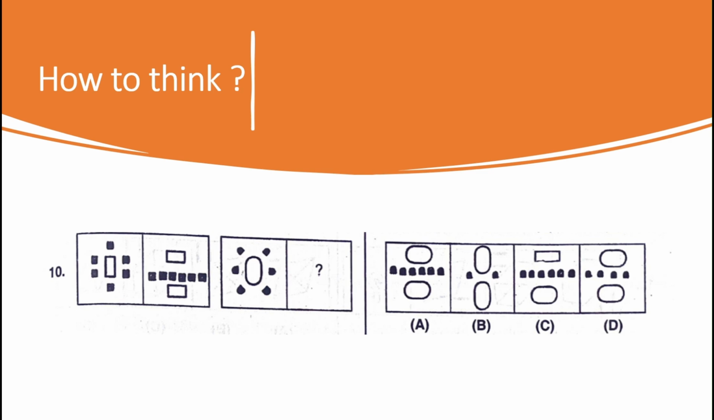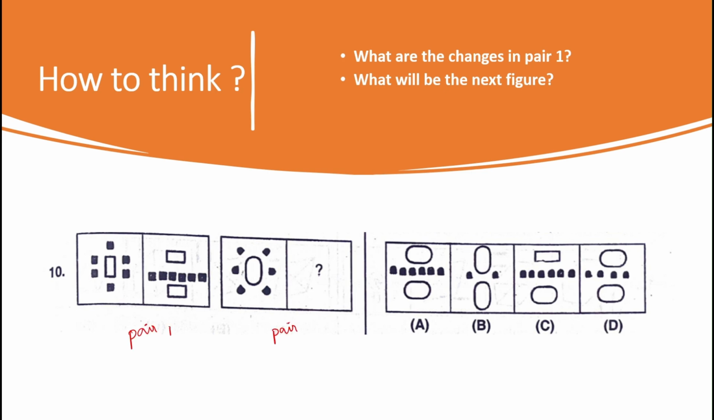First of all, let's know how to think while doing these analogy figures. Here you can see one sample example of the question, and here we have written what things to think. In these figures you can see 2 pairs. This is the question and this is the answer, right? So in the question you can see 2 pairs of figures. This is pair 1 and this is pair 2.